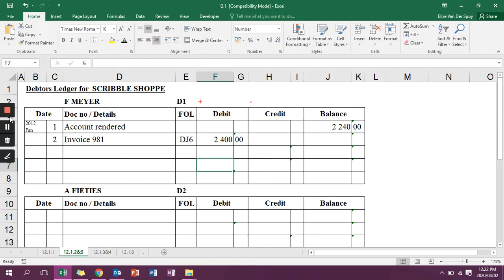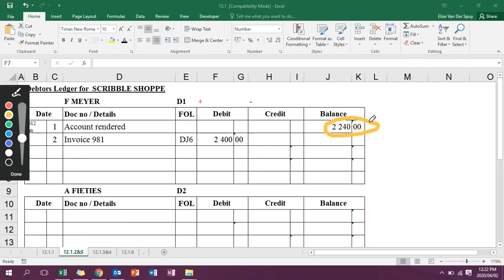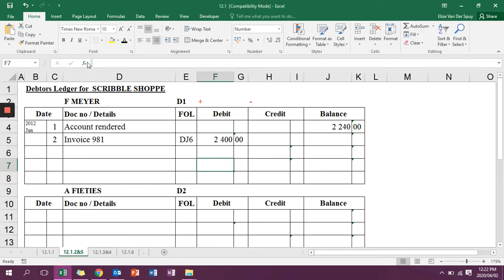All right, so now I'm going to take the balance at the beginning, or the balance in the previous column. He owed us 2,240 and now he's going to owe us another 2,400. So I'm going to plus this amount of 2,400 and that is going to be equal to the next balance. All right, so 2,240 plus 2,400 will give me my next balance of 4,640.